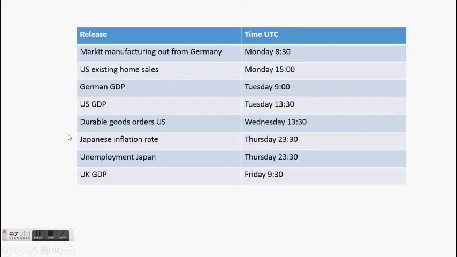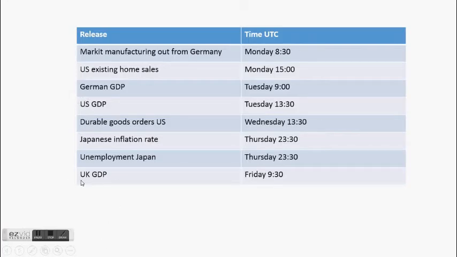Then we've got durable goods orders on Wednesday. Watch these. Got Japanese inflation rate on Thursday, 11:30, and unemployment. Japan have been thinking about doing more QE. Investors think they're going to do more QE anyway. They didn't last time. So watch these. Inflation is always pretty poor in Japan. Unemployment rates are fine, so remember that for inflation, because you're going to have to see something really poor.